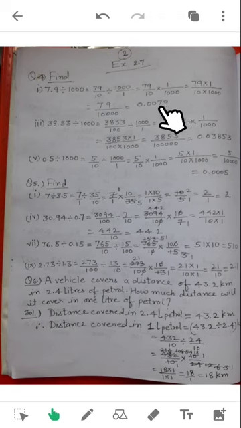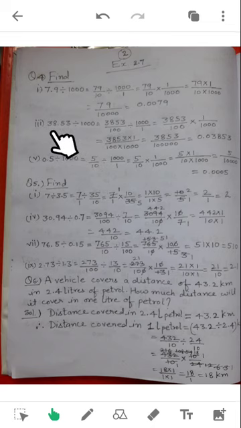And as there are 4 zeros, we need 2 digits more. We don't have any digits, so we'll place 2 zeros more, and before these 2 zeros we will place the decimal. So the answer is 0.0079. Now see its third part, 38.53 divided by 1000.